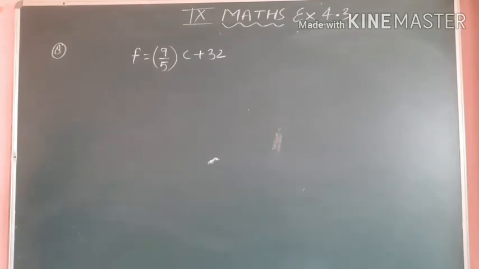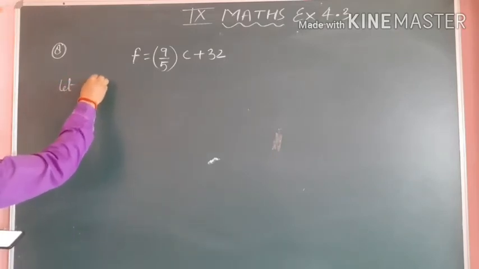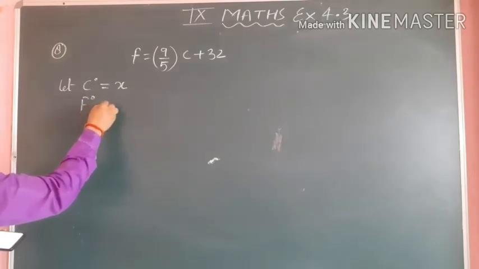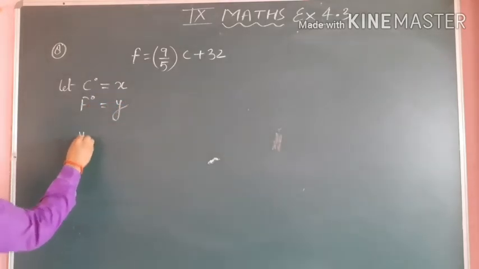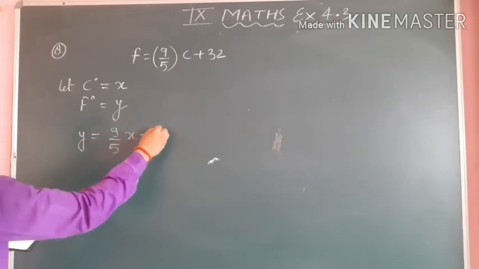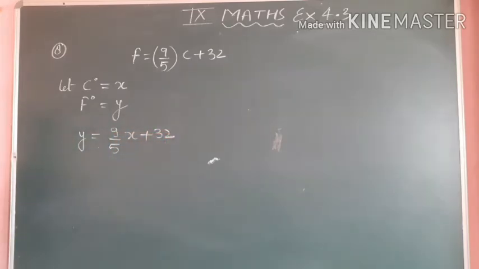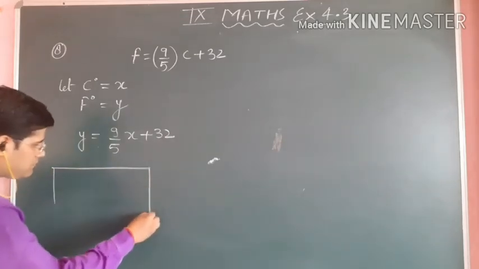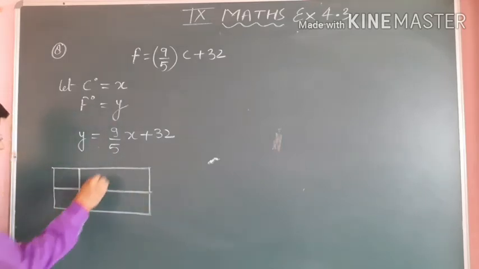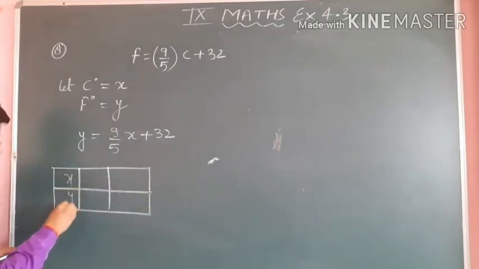Firstly we have to take Celsius as x. So let Celsius be x and the remaining Fahrenheit degree be y. So y equals 9 upon 5x plus 32. So here we have to draw a graph. So firstly we can take x and y.